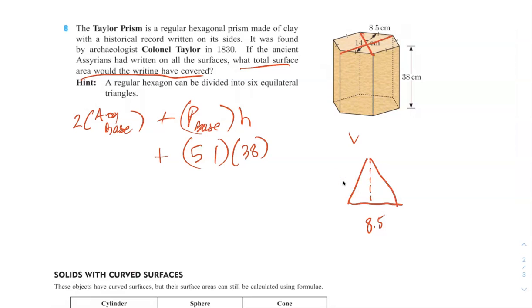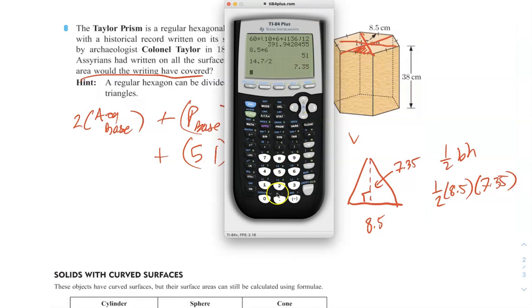7.35, so that's the height. If we want to find the area of this one little triangle right here, we're just going to do 1/2 base times height, and we have the base, 8.5, and we have the height, 7.35. This is definitely a calculator problem, so let's type that in. 0.5 times 8.5 times 7.35, and I get 31.2375. Now that's the area of one triangle, just the one.